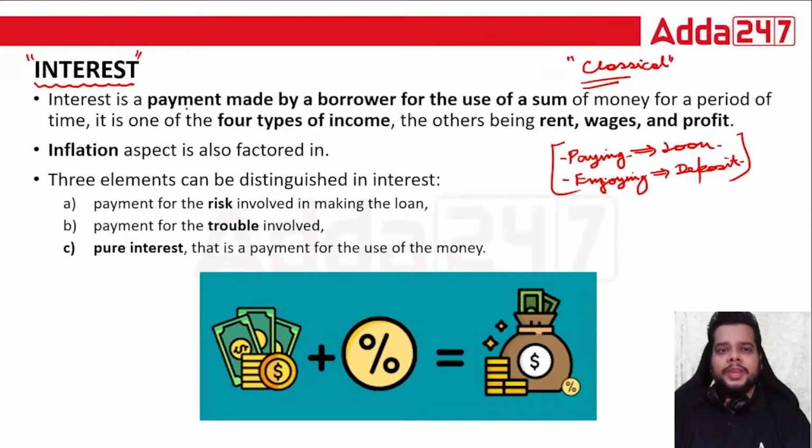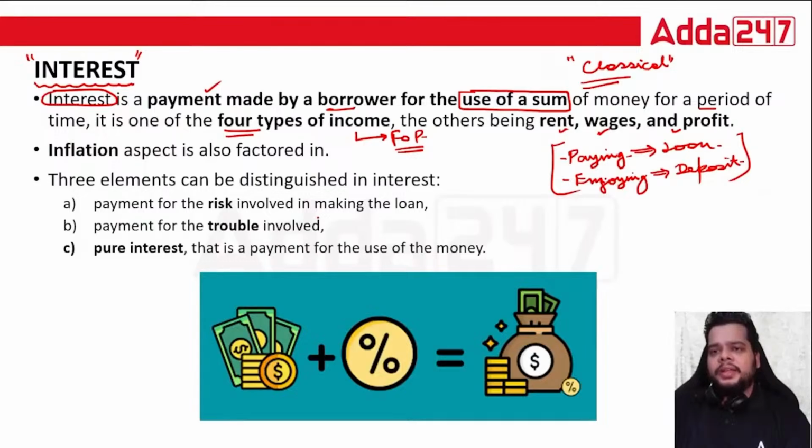So what do we mean by interest? It is basically a payment made by a borrower for the use of a sum of money for a particular period of time. It is one of the four types of income. When we talk about the factors of production, they produce four types of income, including rent, wages, and profit. And one of them, or you can say income, is interest.